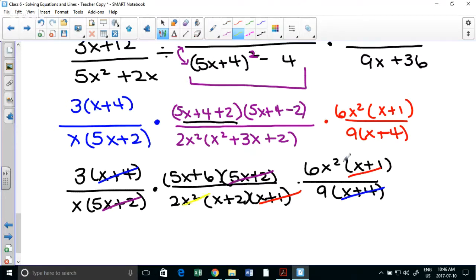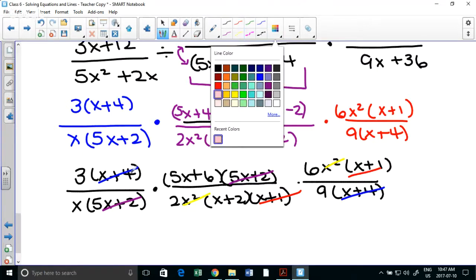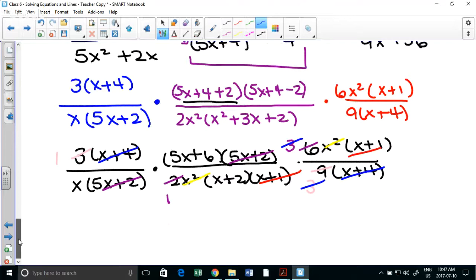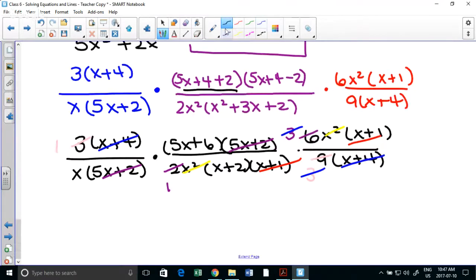Here I have an x squared and an x squared. Here I have a 3 that will become a 1 with this 9 that becomes a 3. This 2 will become a 1 with this 6 that becomes a 3. And the 3's go away. What am I left with on the top? 5x plus 6. And I'm left with x plus 2.